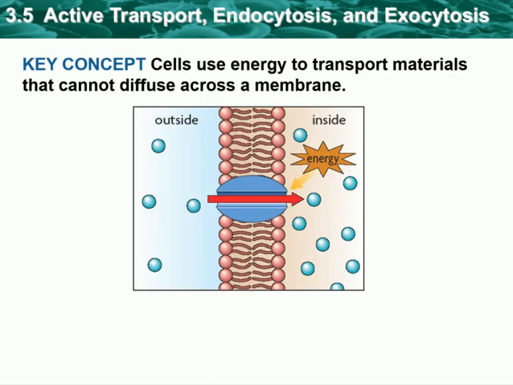This has been Chapter 3, Section 5, Active Transport, Endocytosis, and Exocytosis. Key concept: Cells use energy to transport materials that cannot diffuse across the membrane. Main ideas: Proteins can transport materials against a concentration gradient, and endocytosis and exocytosis transport materials across the membrane in vesicles.